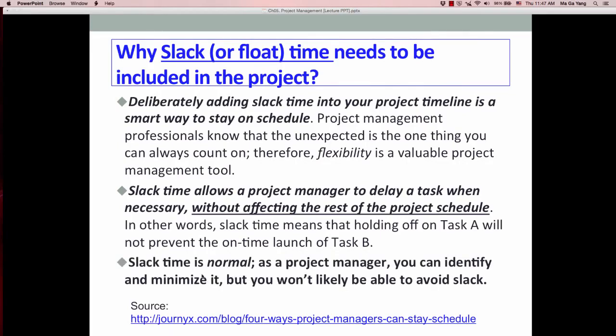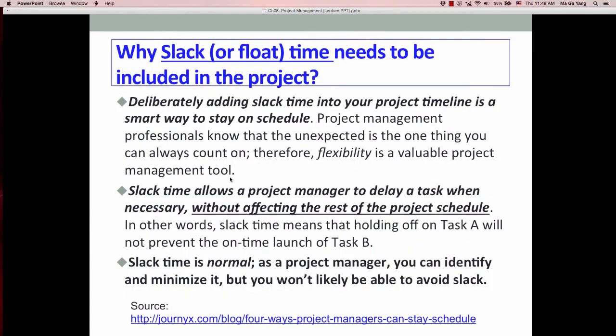Finally, slack time is normal. It's not something special, it's normal. As a project manager, you can identify and minimize it, but you won't likely be able to avoid the slack. These are the 3 important reasons why slack or float time needs to be included in the project.